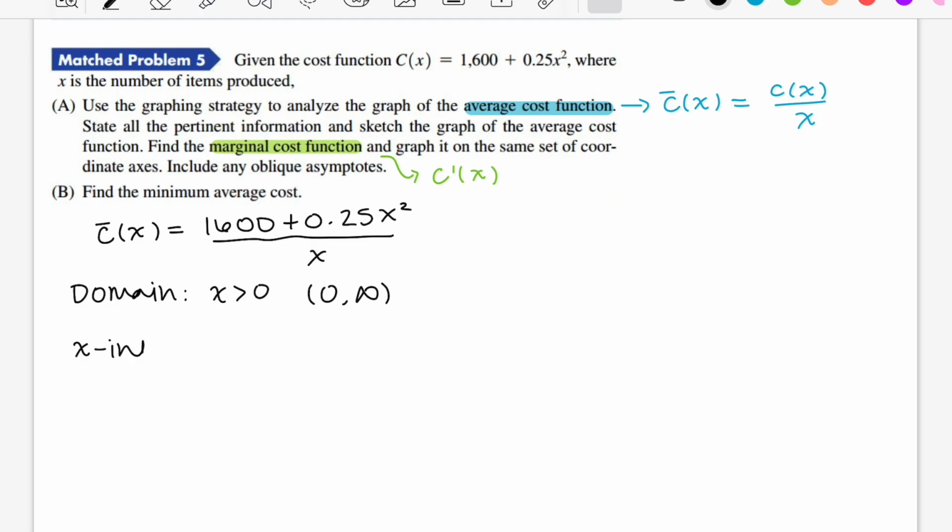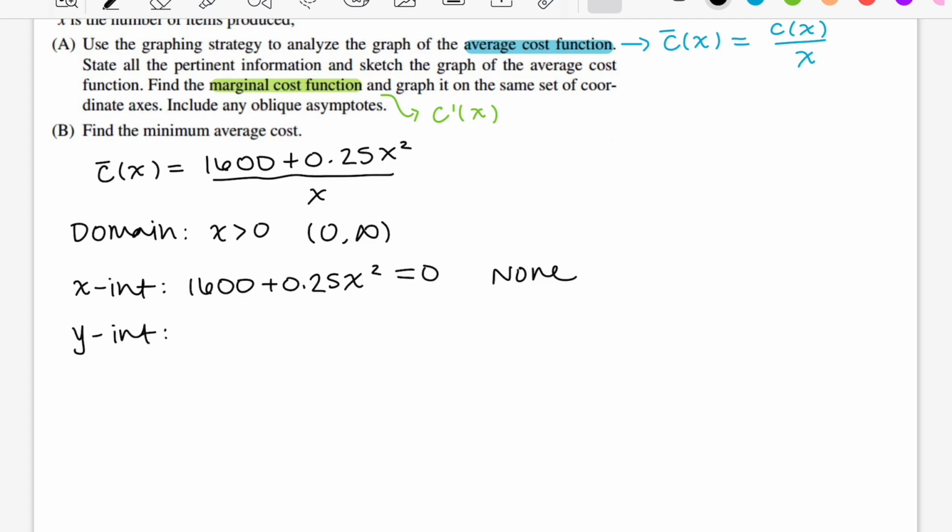Now looking at the x-intercept, we'll find this by setting our function equal to 0 and solving for x. We know that this guy will be equal to 0 when our numerator is equal to 0. So we can just say that our function is going to be equal to 0 when this guy is going to be equal to 0. Right? However, when setting this equal to 0 and solving for x, we'll get imaginary numbers, and imaginary numbers are not in our domain. So in this case, we don't have any x-intercepts.